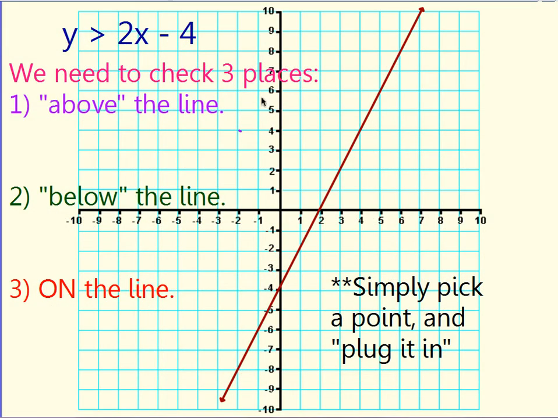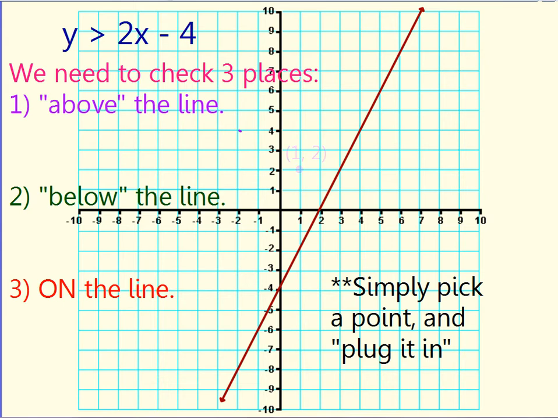In order to find which points are part of our solution, we're going to check three different places. We're going to check the area above the line, we're going to check the area below the line, and then we're going to test points on the line itself. Let's start with above the line, and when I say above the line, I'm talking about this area here. I could also have said to the left of the line. I just need a general area.